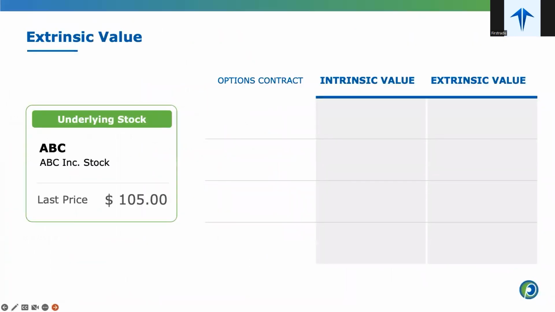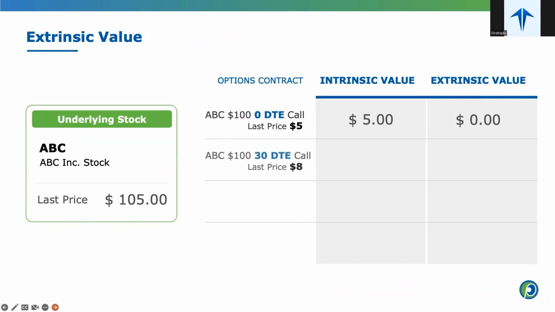So let's dive deeper into extrinsic value and think about the time components. So ABC 105. Now let's look at the 100 strike, 0 days until expiration call that's trading at $5. That, of course, has purely intrinsic value and no extrinsic value. And that makes sense. 0 days until expiration, time's run out. We've run out of time.